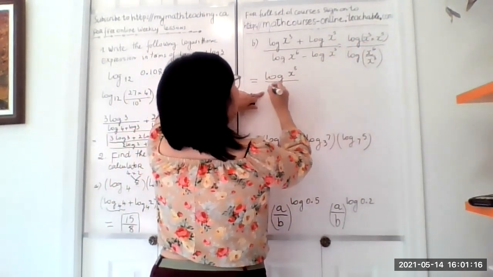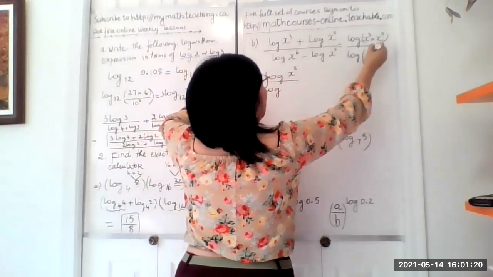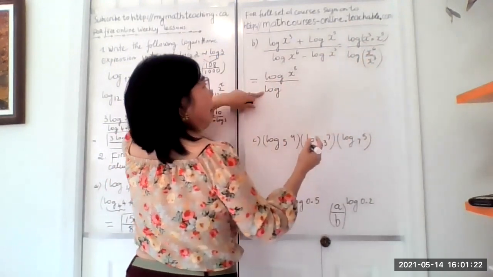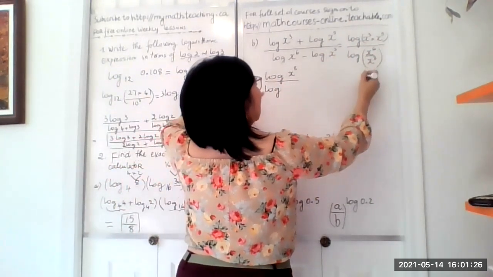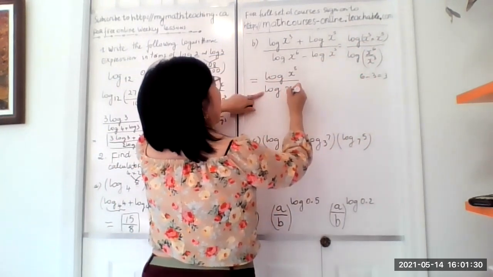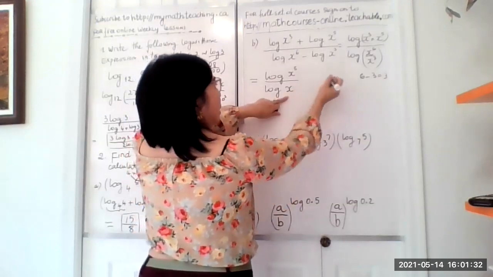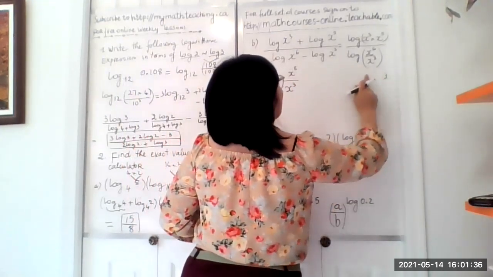Divide by log. Divide the number with the same base means subtract the power. So this like 6 minus 3 equals 3. So the base is x and the power is 3. So that's the answer.